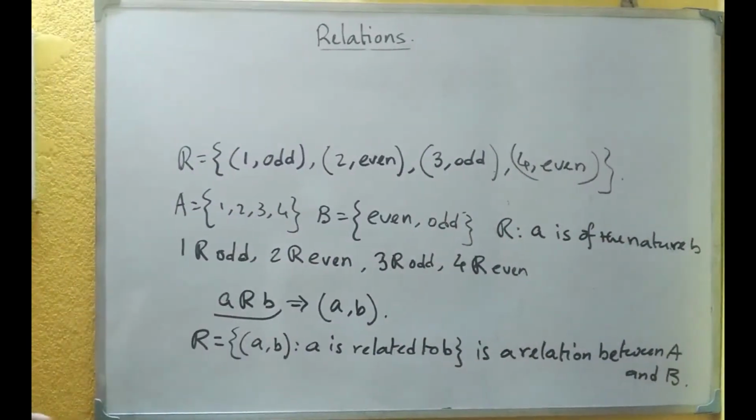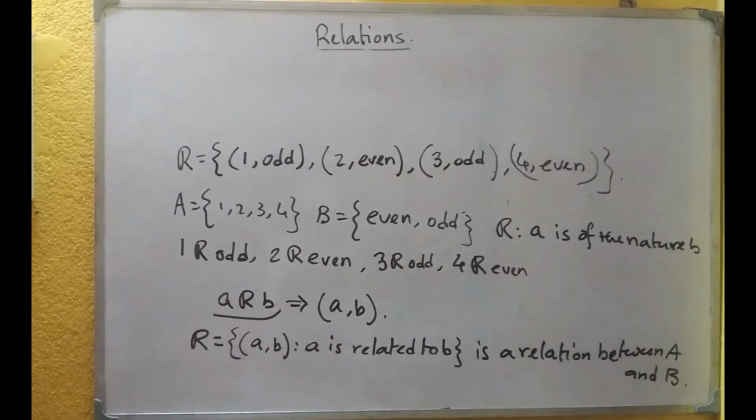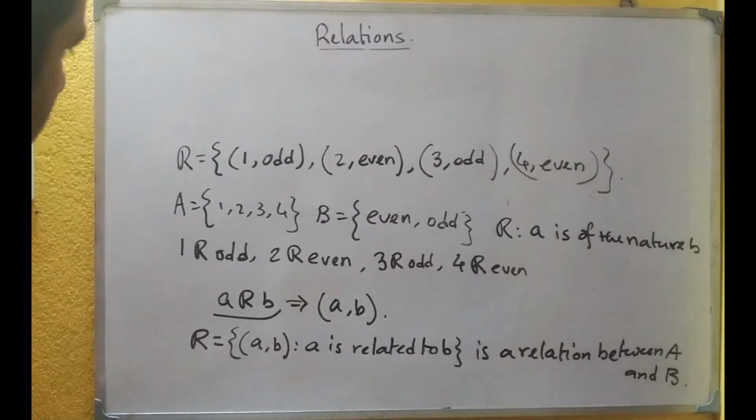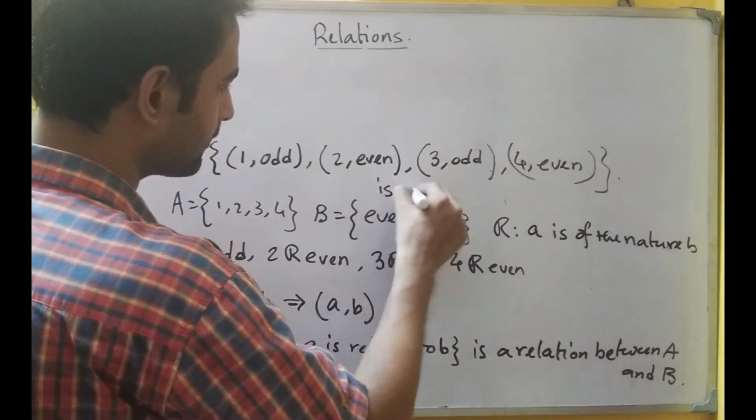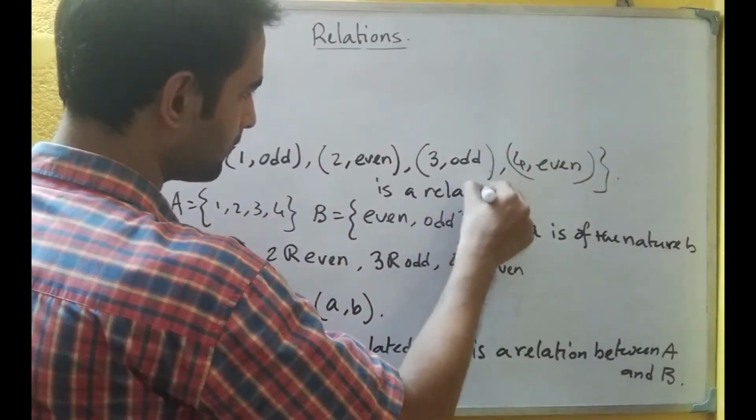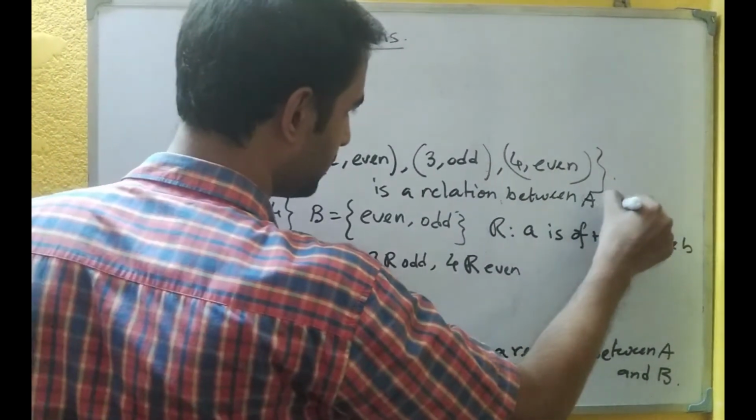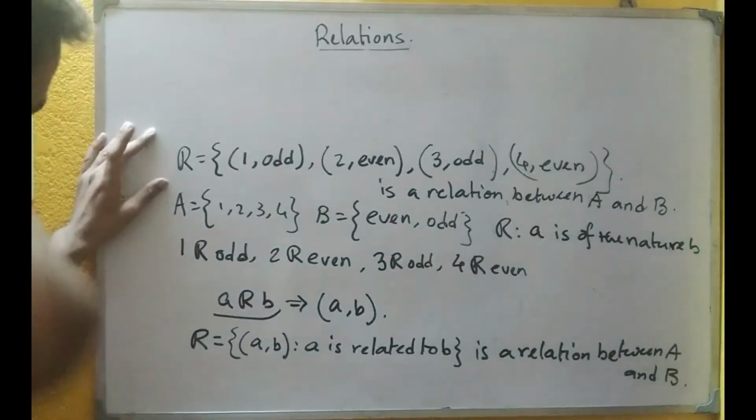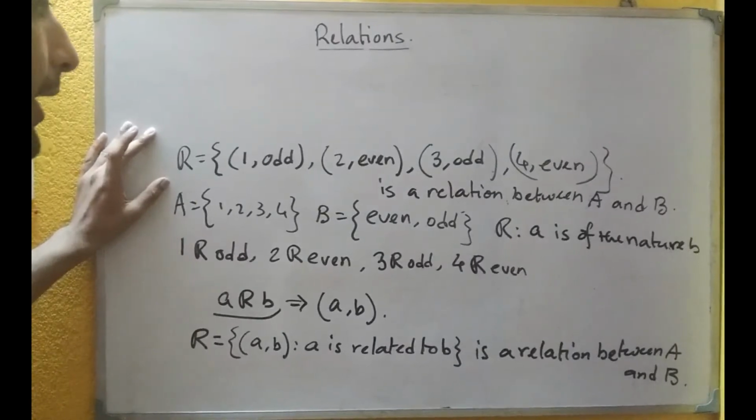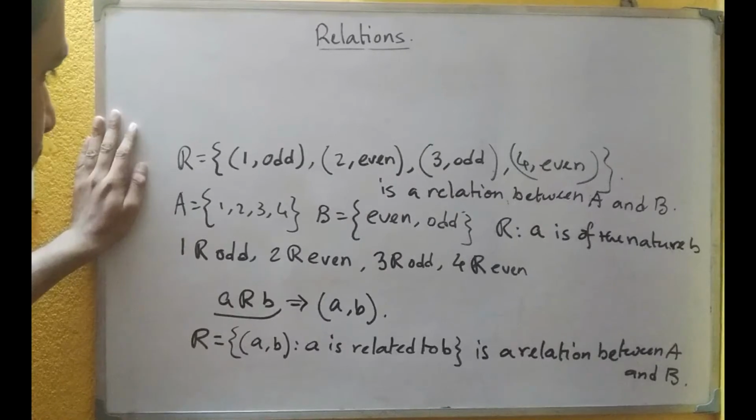So by this set we can express the relation A is of the nature B between these two sets. So we can say that R is a relation between A and B. So this is the most convenient way to express the relation between A and B with its elements.